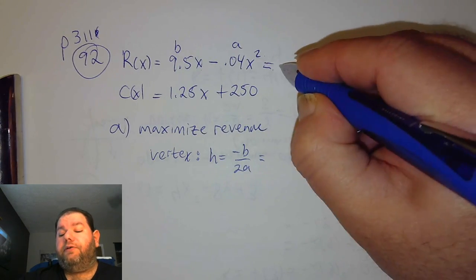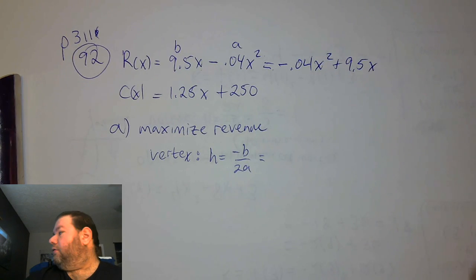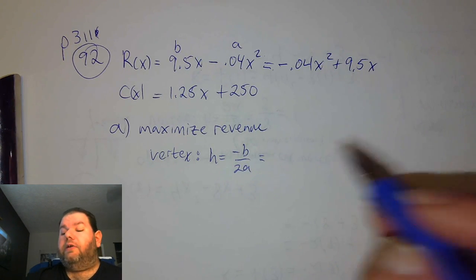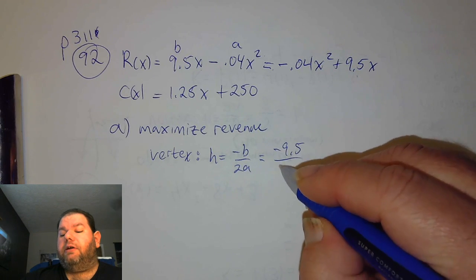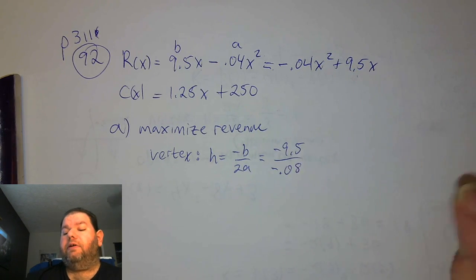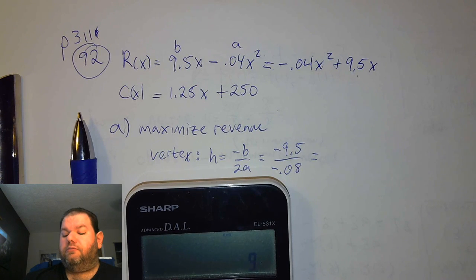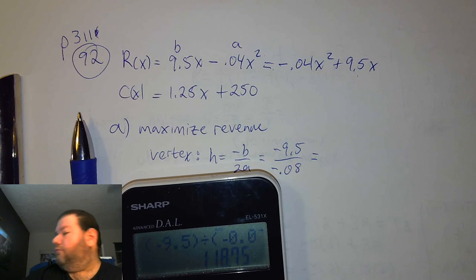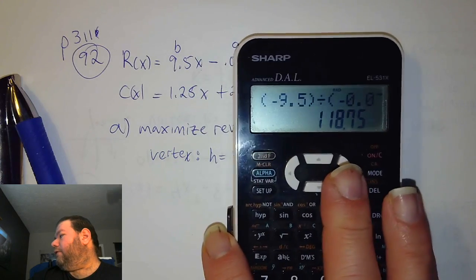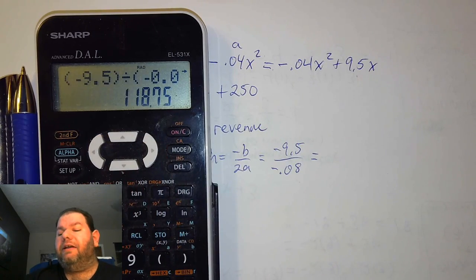And if we want to, feel free to rewrite this to where it's in the standard order. So negative b would be negative 9.5, and 2 times a would be negative 0.08. Okay. Dividing those, we get 118.75.